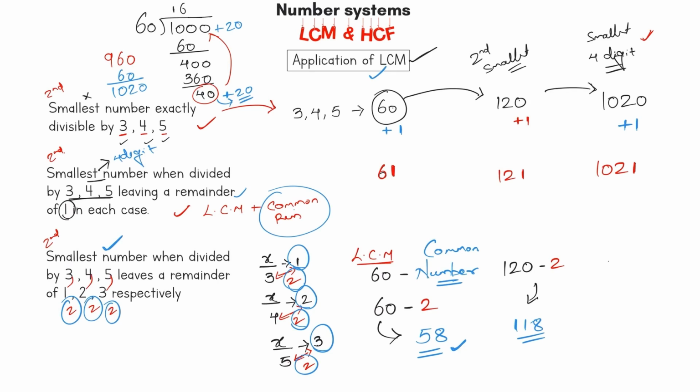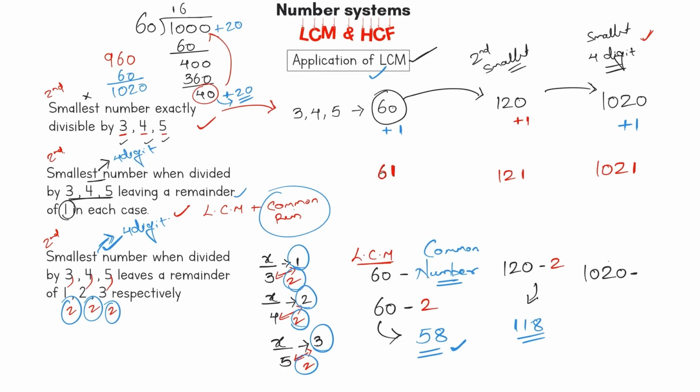Next, I'll put here smallest, here again 4-digit number. Smallest 4-digit number that when divided by 3, 4, 5 leaves a remainder of 1, 2, 3 respectively. So what is the trick here? You write the number which is my LCM. My LCM is 1020. And then what do you do?